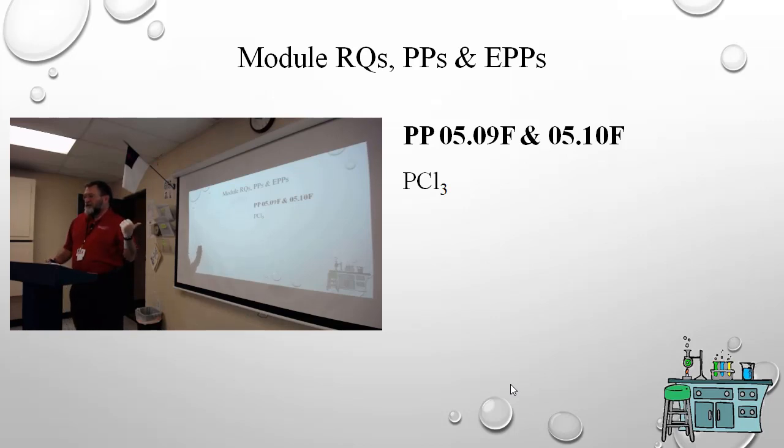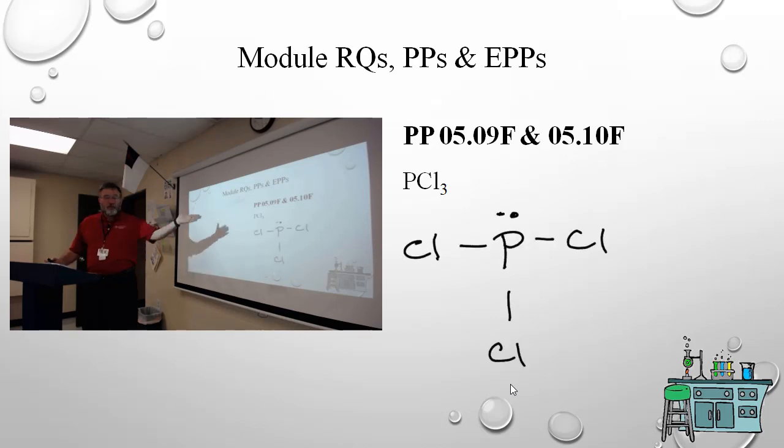A PCl3 molecule. Are there any metals in this? No. So it's some form of covalent, right? Is it polar or nonpolar covalent? We need to know the geometry first. Column 5, good. So column 5s tend to form what geometry?